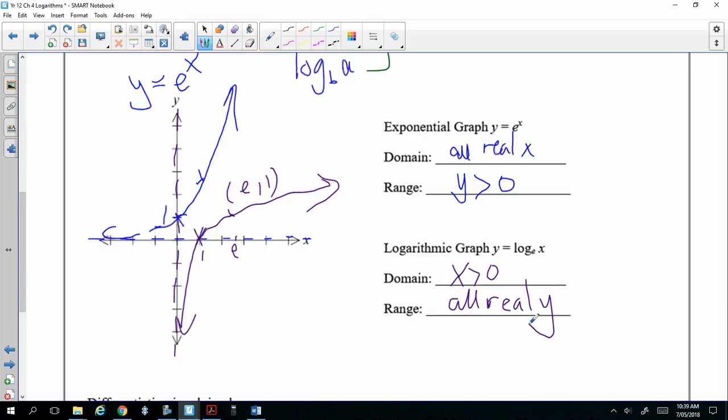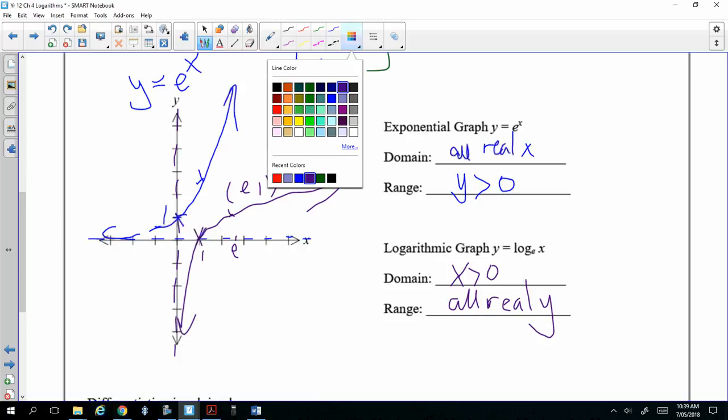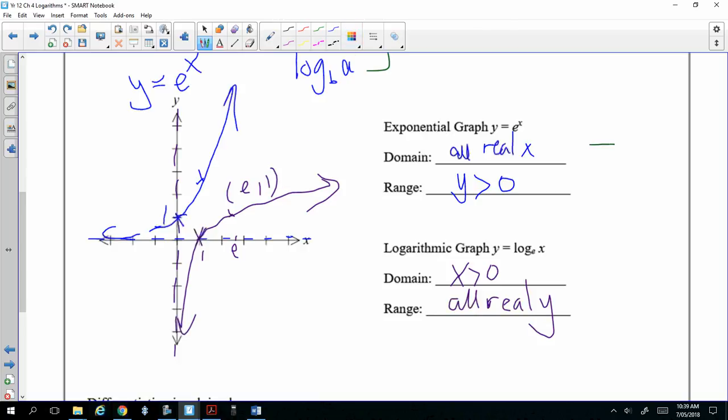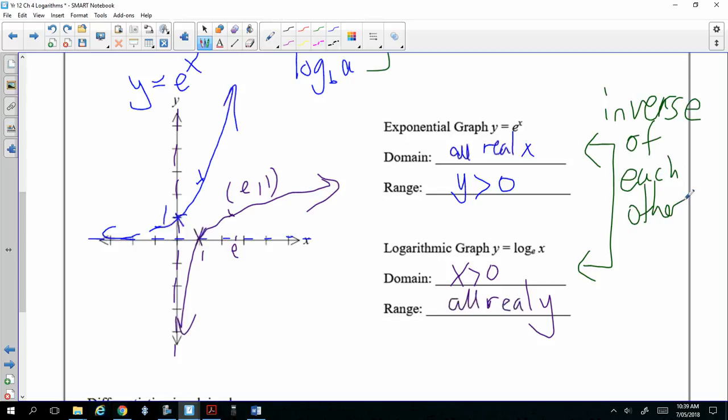And in later topics, you will learn about inverse functions. They are actually inverses of each other because they undo the other's operations. You will see that it's a reflection about the line y equal to x. So y equal to x, they are a reflection of each other.